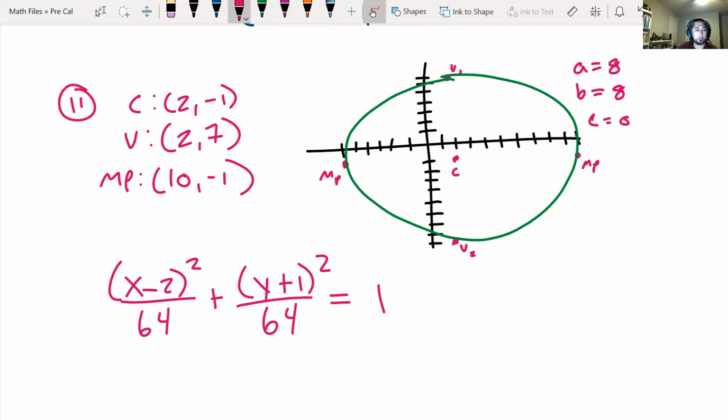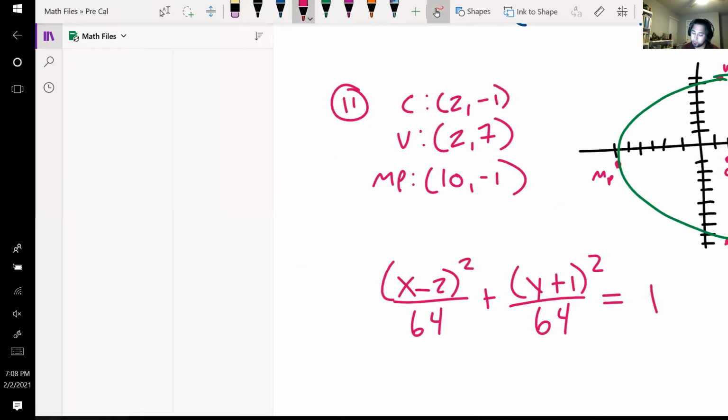Any other questions before we do hyperbolas? I should post those notes in the chat. Pre-cal, conics, hyperbolas. Cool. There you guys go. Those are the notes we're covering today. All right. Seems like everybody's good to go then.